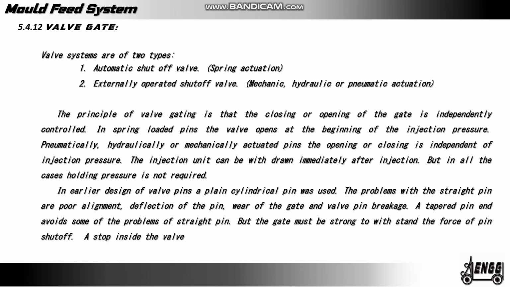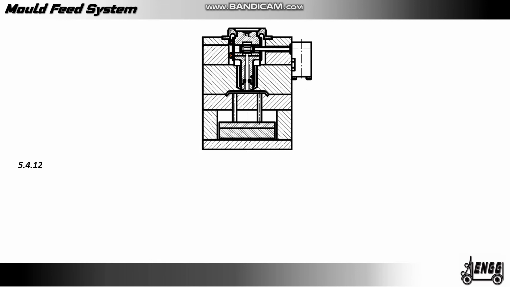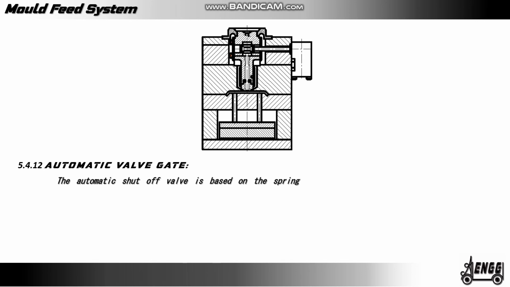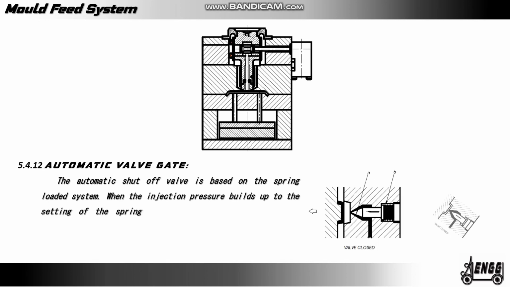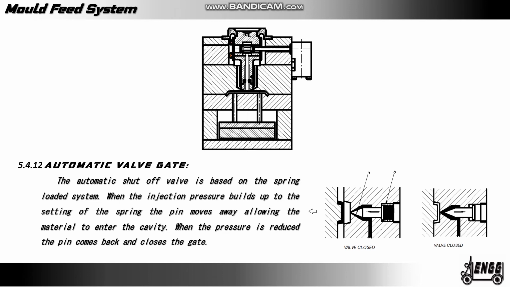A stop inside the valve bushing should limit the valve pin stroke to prevent excessive load on the gate. In both cases, allowance for heat expansion should be considered. Automatic valve gate. The automatic shut-off valve is based on the spring-loaded system. When the injection pressure builds up beyond the strength of the spring, the pin moves away, allowing the material to enter the cavity. When the pressure is reduced, the pin comes back and closes the gate.